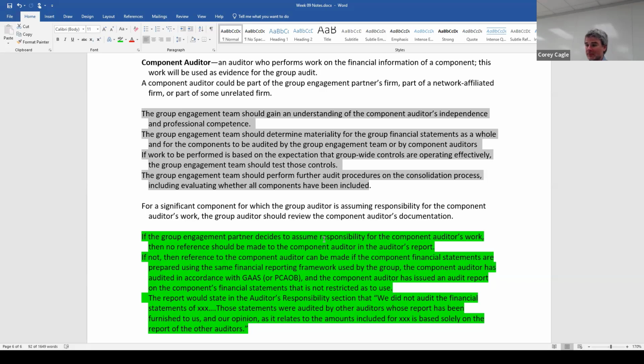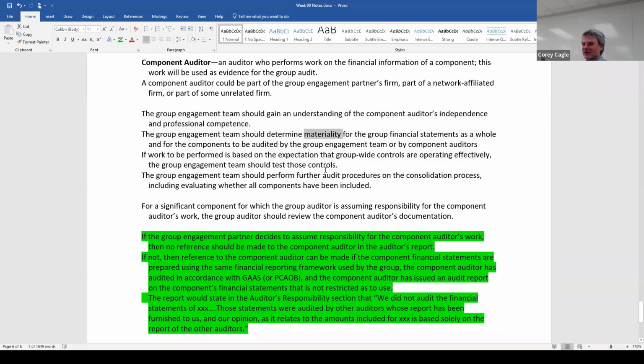If it's a significant component, then we would want to go so far as to review the component auditor's documentation. I don't have it in the notes here, but we looked at the materiality as part of this right here, right? So if we find it to be significant, we would want to review the audit documentation. If it's insignificant, we would probably do analytical procedures to make sure everything looks reasonable, right? That's in relation to materiality.